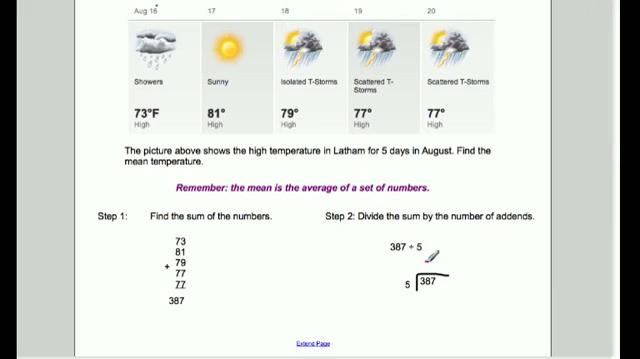So 5 goes into 38 7 times. 38 minus 35 is 3. And bring down the 7. 5 goes into 37 7 times. 37 minus 35 is going to give us 2. Now, at this point, we're going to have to add a decimal and a 0. Bring the 0 down, and 5 goes into 20. Don't forget to bring your decimal up here 4 times. 4 times 5 is 20, so we have a terminating decimal. Our answer is 77 and 4/10. So the average temperature in Albany for the 5 days was 77.4 degrees.